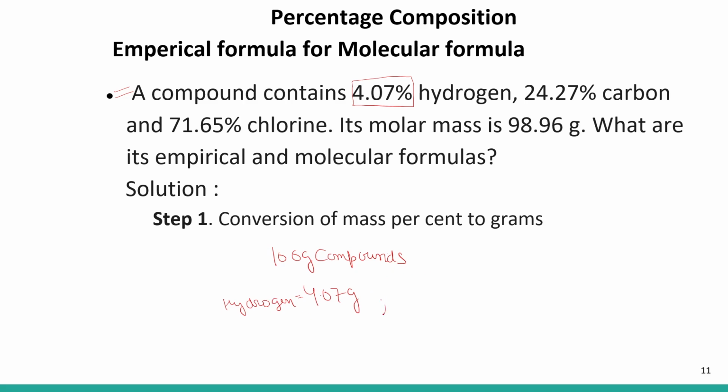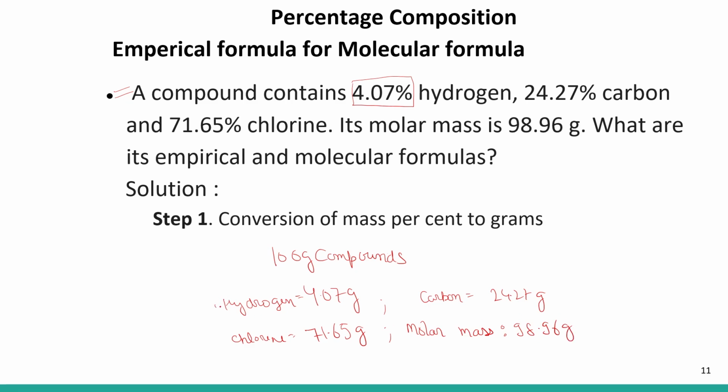And for carbon it will be 24.27 gram. So this much gram of carbon. For chlorine it will be 71.65%. So it will be 71.65 gram. And its molar mass is also given. The molar mass of compound is also given. It is 98.96 gram. Okay.